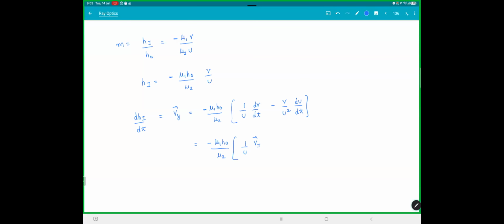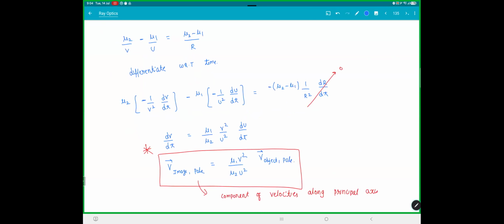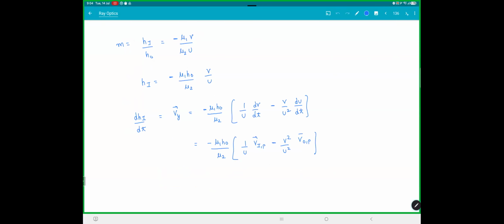And remember, this is the velocity of the image with respect to the pole, the horizontal component, and this is the velocity of the object with respect to the pole. You know this value, substitute there, and you'll end up with an answer. So you know everything. Other steps clear, everyone? So this will give you the Vx and this will give you your Vy.